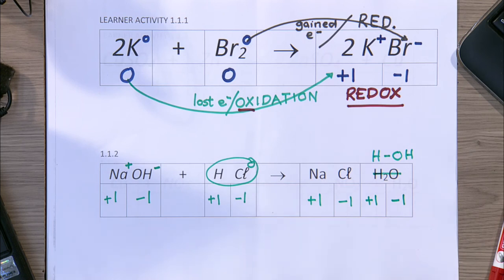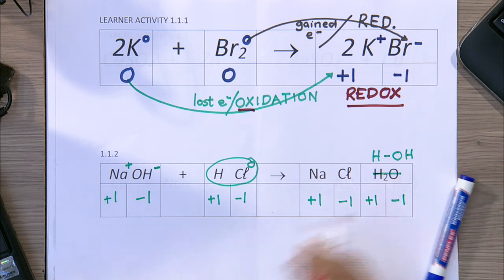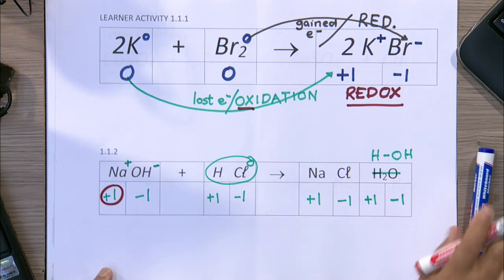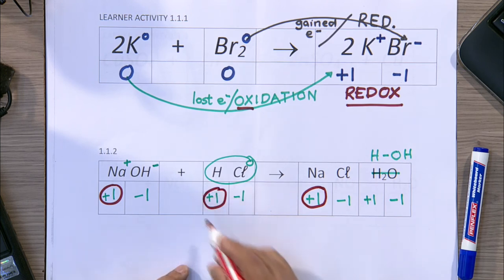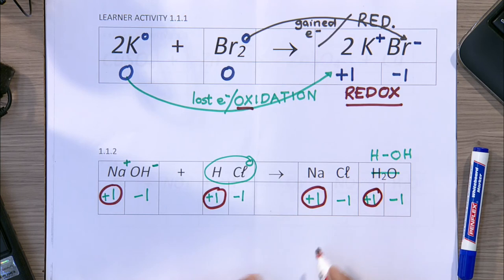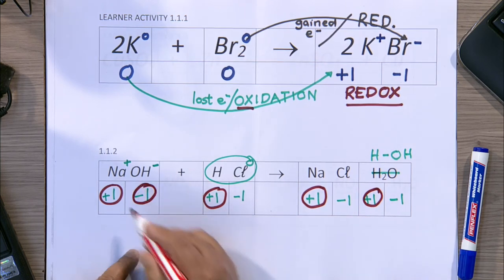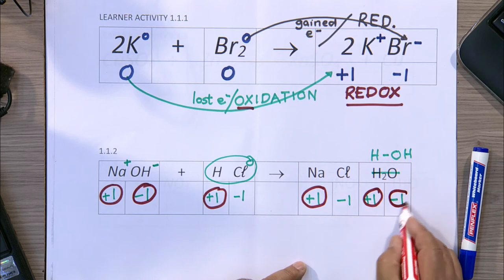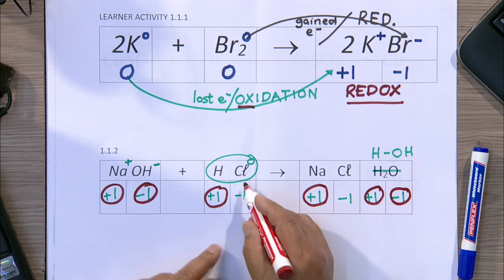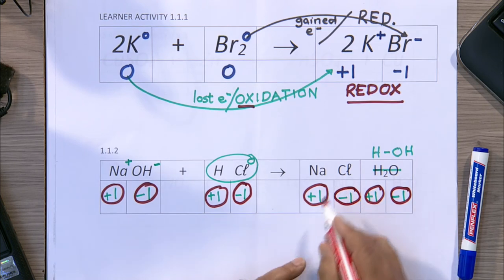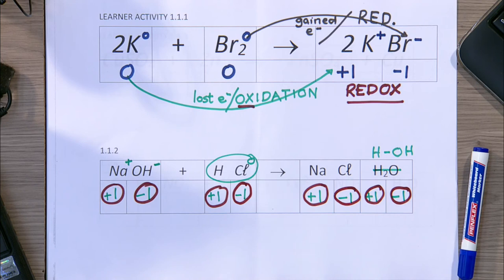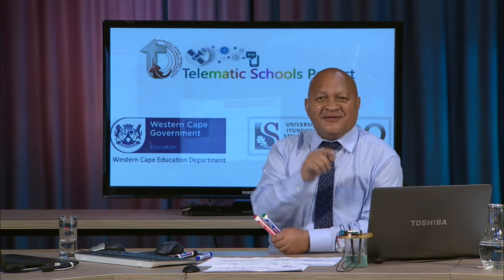Hey, what's happening here now? Sodium was plus 1. Sodium is still plus 1 after the action. Hydrogen was plus 1. Hydrogen still stays plus 1. Hydroxide is negative 1. Hydroxide is negative 1. Chlorine is negative 1 before the action, and after the action, still negative 1. Okay, so I get it. There was no change in the charges, and therefore this was not a redox reaction.